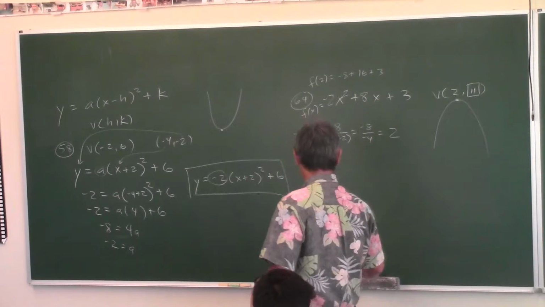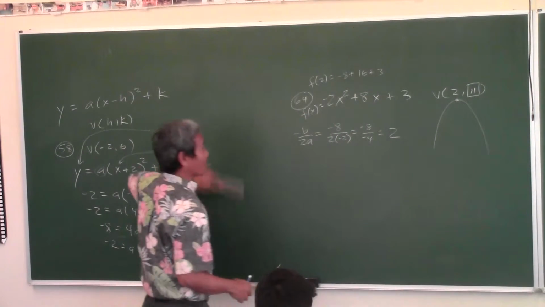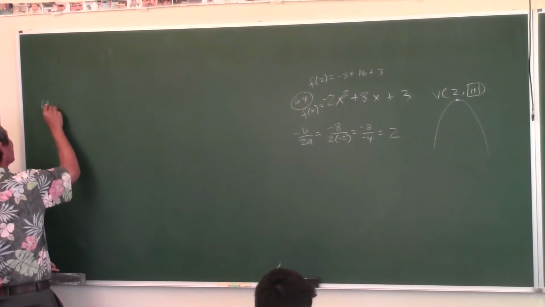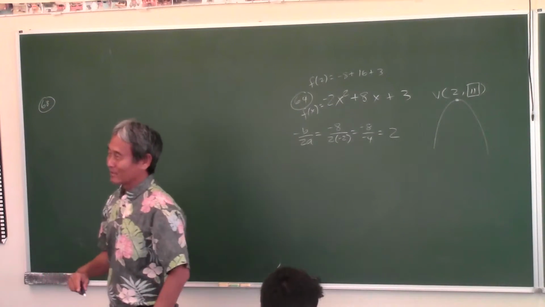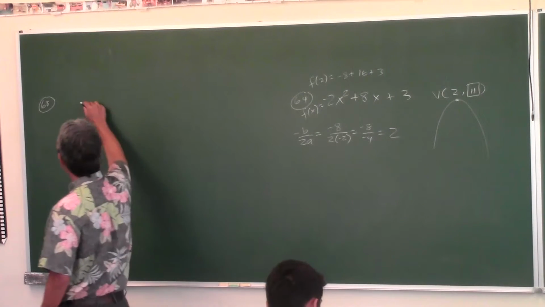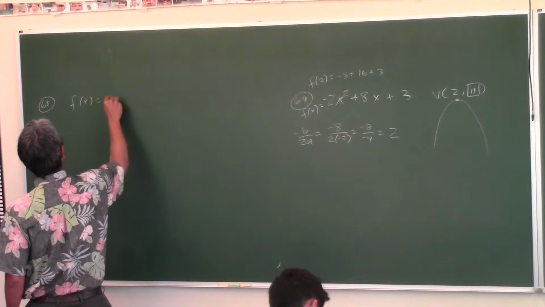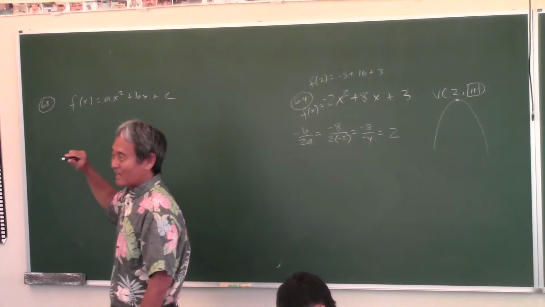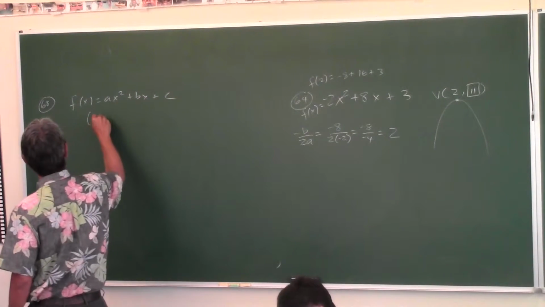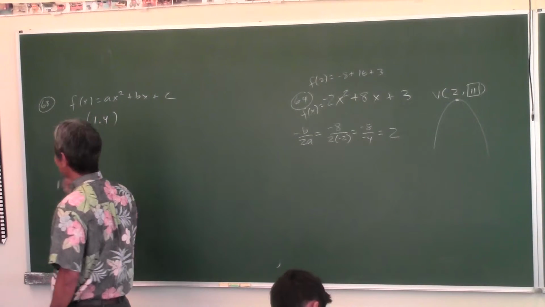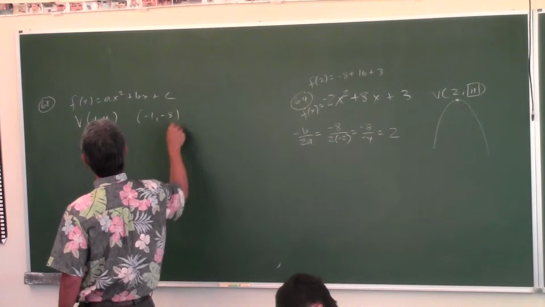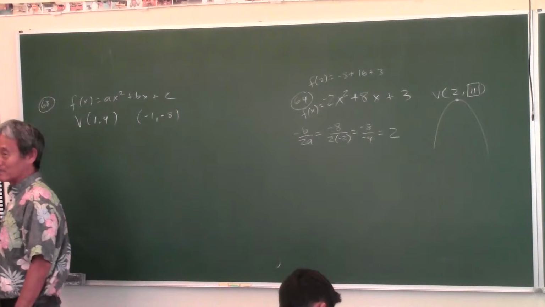Okay, now number 68. Since we're videoing, we gotta stay on this side of the board. 68, what does it say? The graph of this quadratic function, ax squared plus bx plus c, has vertex at 1, 4. This is the vertex. And it passes through the point negative 1, negative 8. Find a, b, and c.